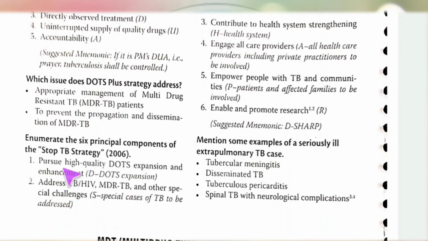Enumerate the 6 principal components of Stop TB Strategy 2006. Okay, so pursue high quality DOTS expansion and enhancement, address TB, HIV, MDR TB and other special challenges. S is for special cases of TB to be addressed. Contribute to the health system. So H is for health system. Engage all care providers. Empower people with TB and communities. Enable and promote the research. Mnemonic for remembering, it is given in the book, SHARP.